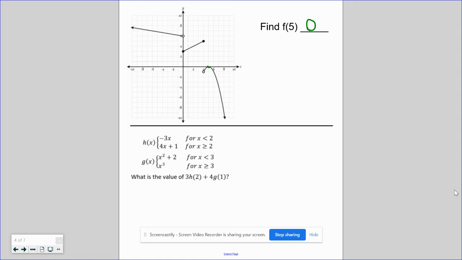So more fun with piecewise. We're going to start out with our algebraic solving. So we have 3h of 2. So we need to focus on the setup here of our h function and then figure out which domain 2 is a part of.